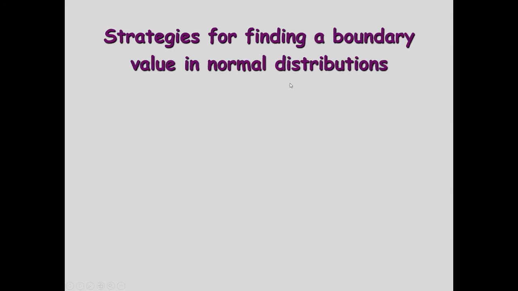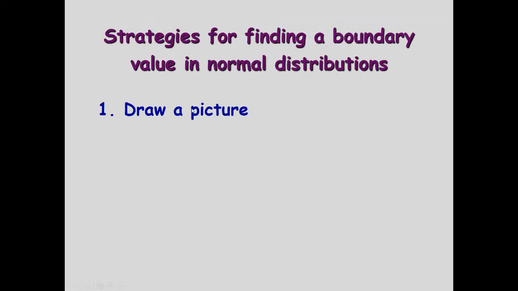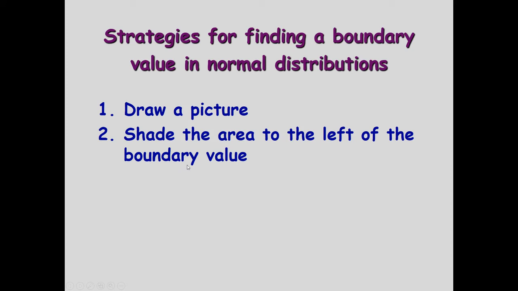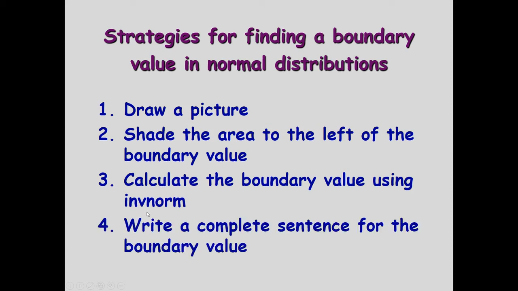And then when it comes to finding the boundary, which is what we did at the end, this is us finding the boundaries, saying, what is this value here at this boundary where 97.5% are taller? I still suggest drawing a picture. This is going to help you out immensely. Shade the area to the left or the right that you care about. And then you're going to calculate that boundary using inverse norm. Super easy.